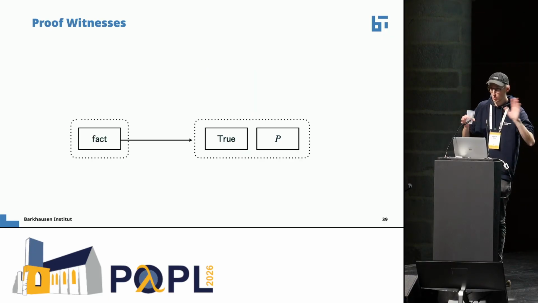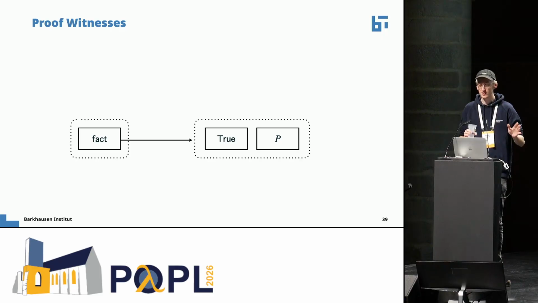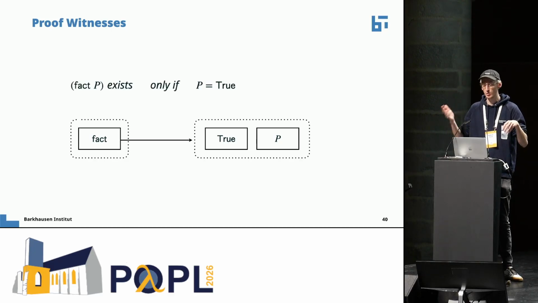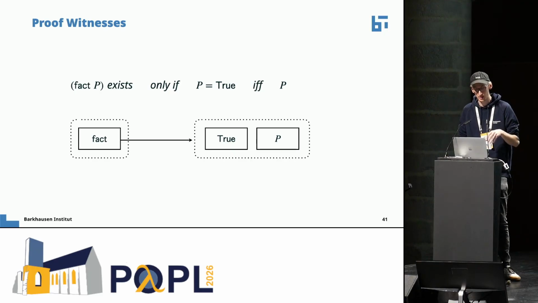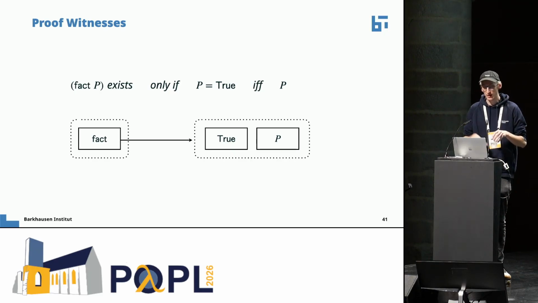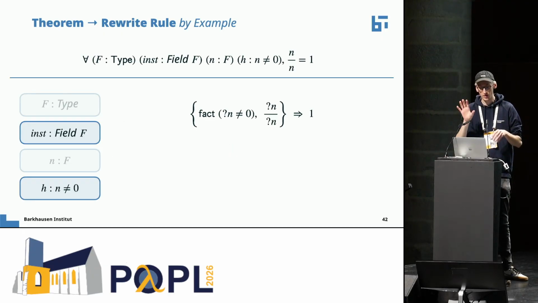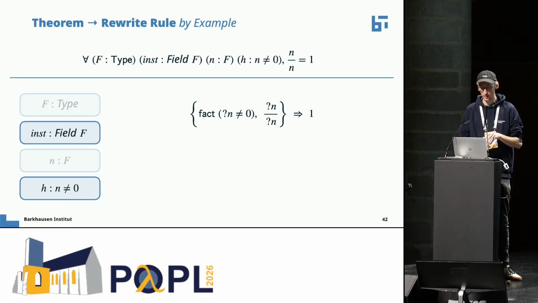We introduce a new special E-node called fact, which lives in its own E-class, and its only purpose is to point to the E-class of true. And what this means is that the term fact P for any proposition P exists only if P is in the same E-class as true, which recall holds if and only if P is true. So fact P exists only if our condition holds. So that's why this multi-pattern construction works. The rewrite is only going to apply when fact of n is non-zero exists.